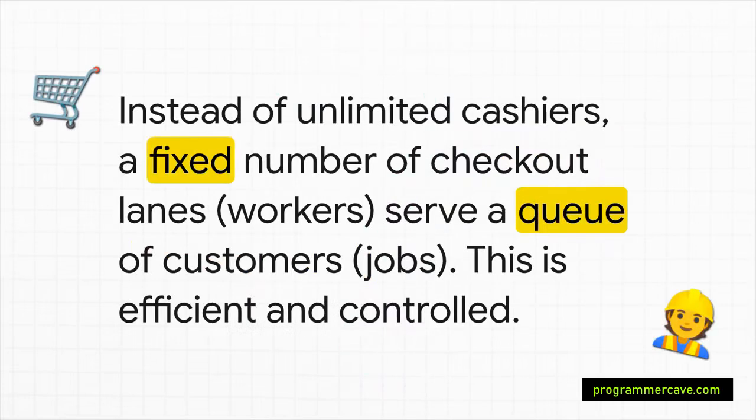And the best analogy for it is a supermarket. You don't open a new checkout lane for every single customer, right? No, you have a fixed number of lanes, your workers, and the customers or jobs line up. The next available cashier takes the next person in line. It's organized, it's efficient, and it's controlled.